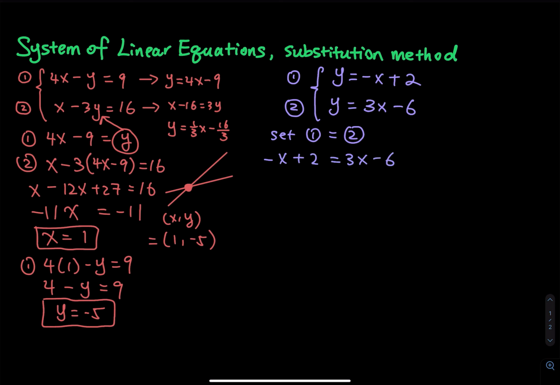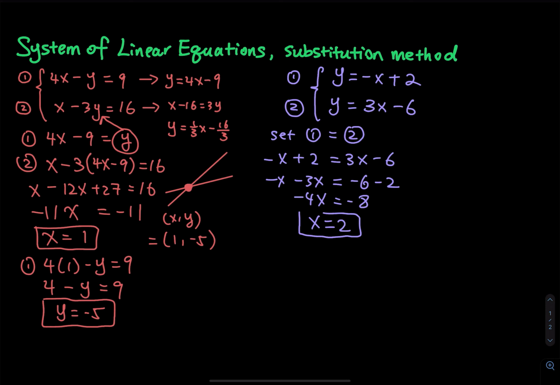They are both y equals, right? So y is equal to itself, then you set the two equations equal, and then you solve for x. So you have negative x, and then minus 3x equals negative 6 minus 2, and then this is a negative 4x, this is a negative 8, then x equals 2. So we have x equals 2, and then after you got one solution, the other one is very easy. You can plug it into either number 1 or number 2. So y equals negative 2 plus 2, and then that equals 0. So y equals 0.